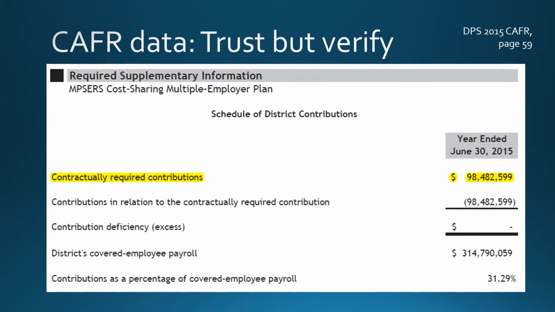Data in these comprehensive annual financial reports is very reliable, but like any other type of data, you have to verify and understand what exactly the data means. And here in the Detroit Public Schools 2015 Comprehensive Annual Financial Report, they list $98.4 million in contractually required contributions towards the state's pension plan. They also list a number below it that is labeled contributions in relation to the contractually required contribution. And that is the same exact number except negative 98.4 million.